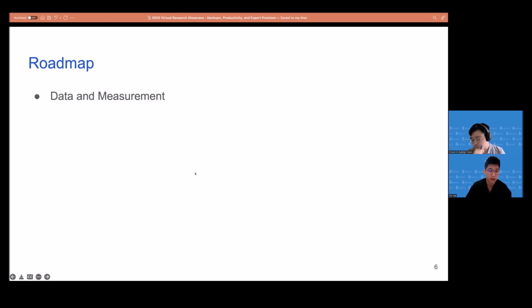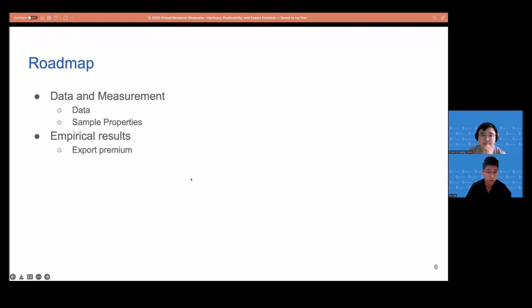So here is a roadmap for the rest of our presentation. First, we'll introduce the data and measurements. And next, we'll introduce the empirical results, which contain the export premium, the dynamic effect and firm heterogeneity, and the robustness check. And next, we'll conclude.